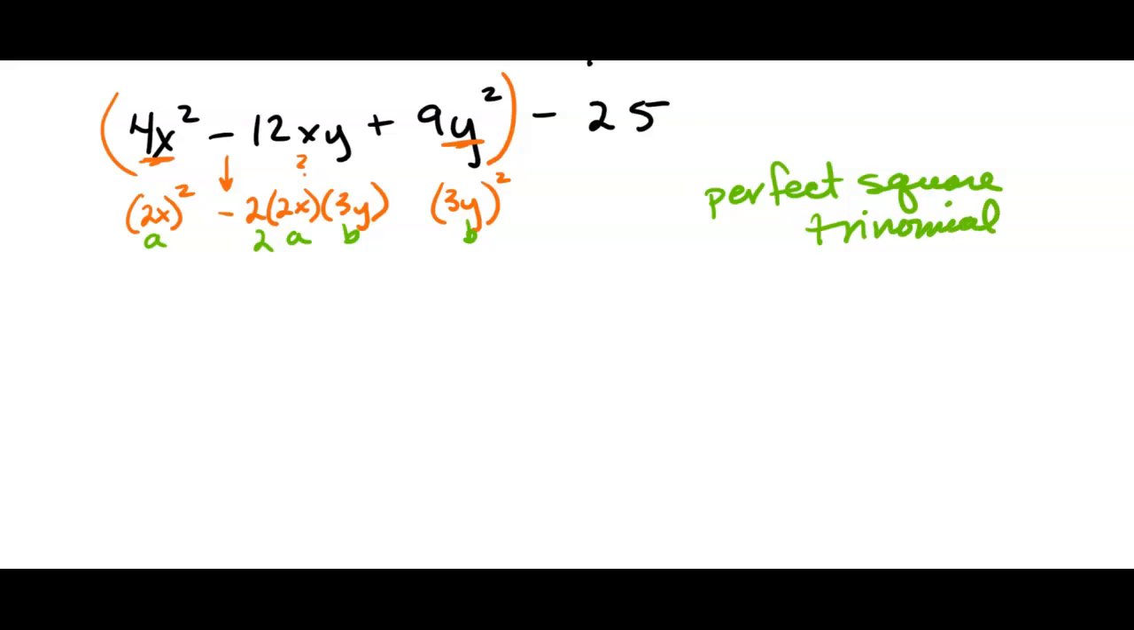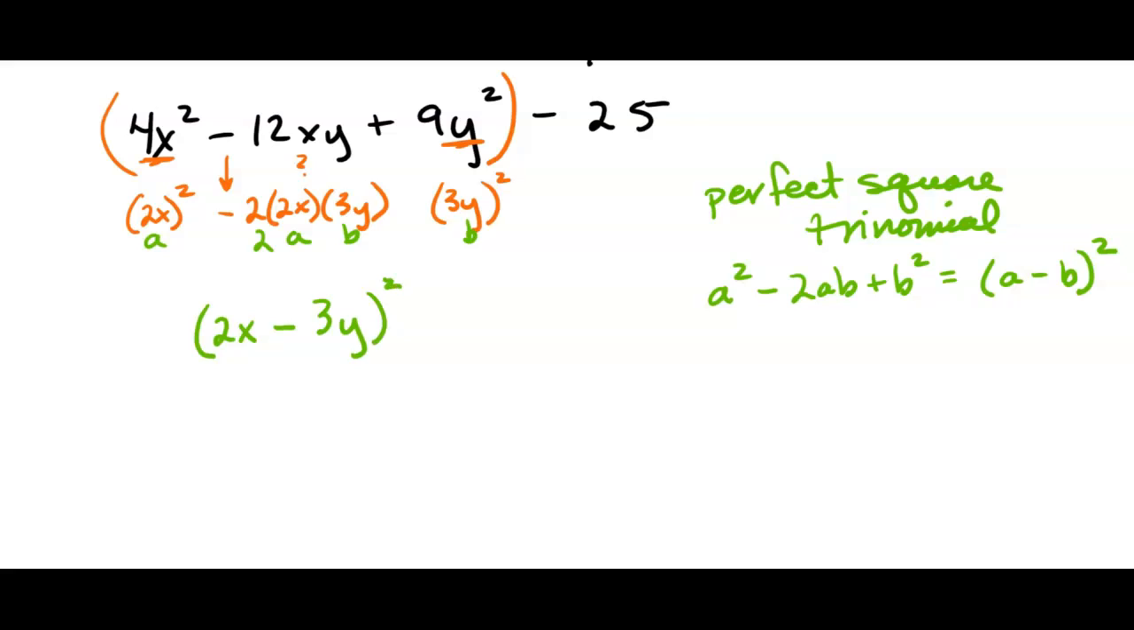And so when we have that, we have something like a squared, this time it's minus 2ab plus b squared, and it factors into a minus b squared. So we already know what a and b are, and we can factor these. So it's going to factor into 2x minus 3y, that quantity squared. Now, I still have the minus 25 out here. Now, I haven't done anything with that yet.